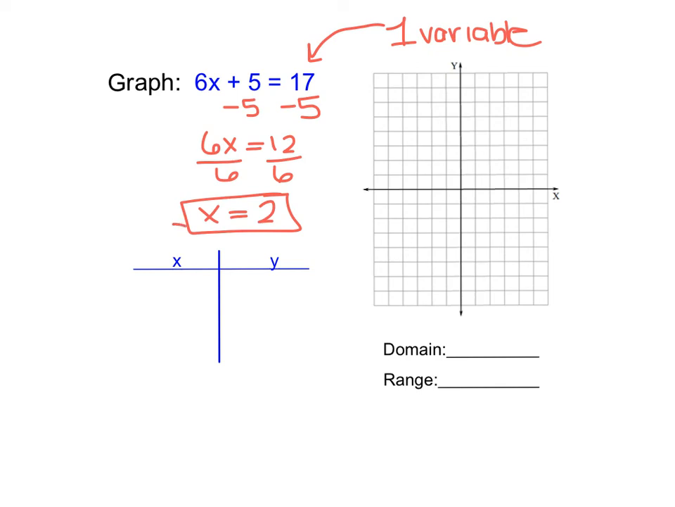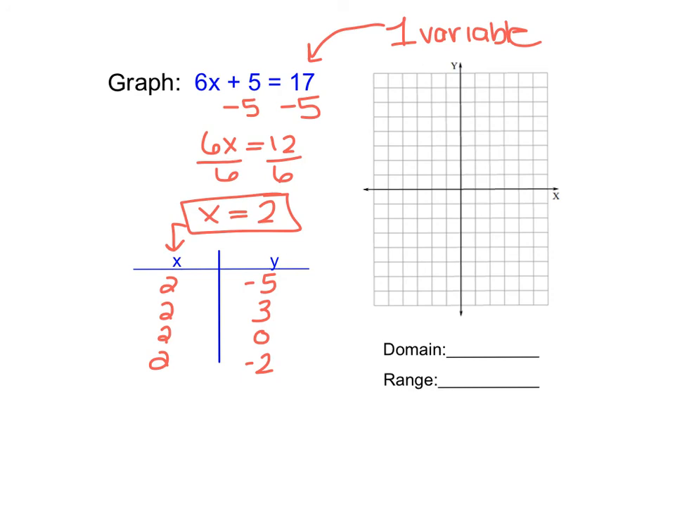Now from here, what this is telling me is that for all of my points, my x values need to be 2. And then from here, what it's telling me about y is that y can be anything. There are no stipulations for y. So I'm going to pick -5, 3, 0, and we'll pick -2. There doesn't need to be a specific value that we pick. So now we're going to go and plot these on our coordinate plane.